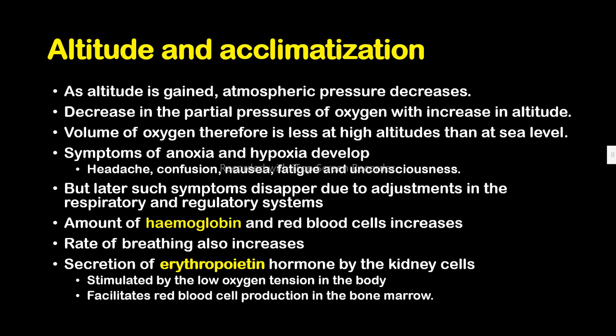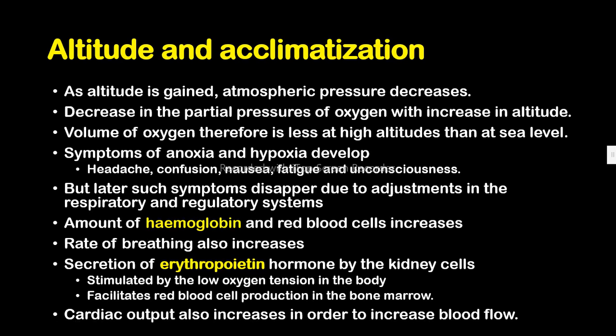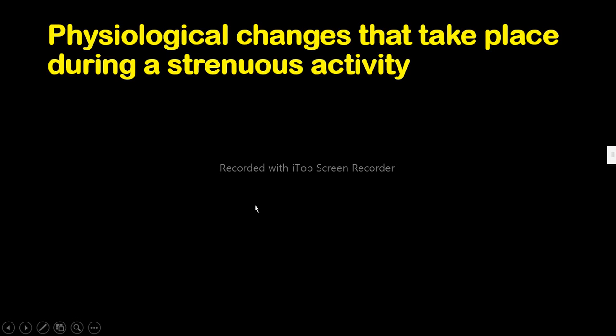Then the kidney cells secrete the erythropoietin hormone. It is secreted by the kidney cells and it is stimulated by the low oxygen tensions in the body. And this one leads to an increase in the production of blood cells, so that you have enough red blood cells to transport enough oxygen throughout the entire body, so that you meet your oxygen demands. Not so?